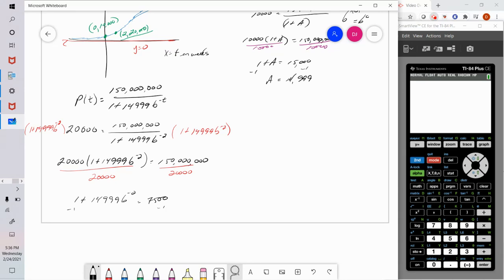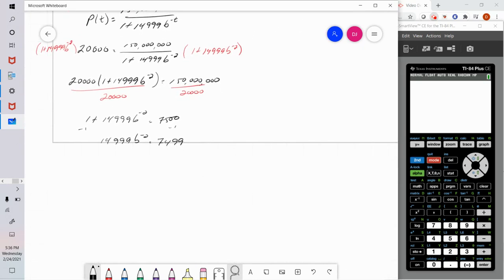Subtract the 1 from both sides, and 14,999 b to the negative second equals 7,499. Now when I divide both sides by the 14,999, we have b to the negative second equals 7,499 over 14,999.